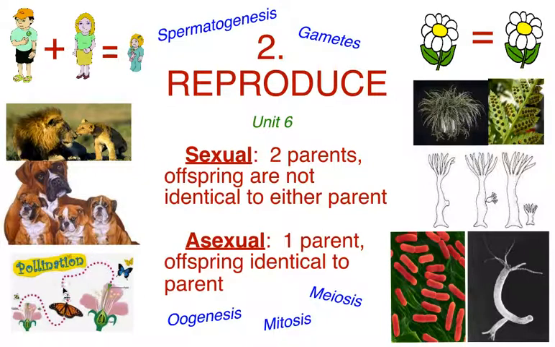Humans and most animals reproduce sexually. A lot of plants reproduce sexually. Pollen is actually plant sperm. So the yellow stuff on your car is the plants. They're in the process of reproducing.